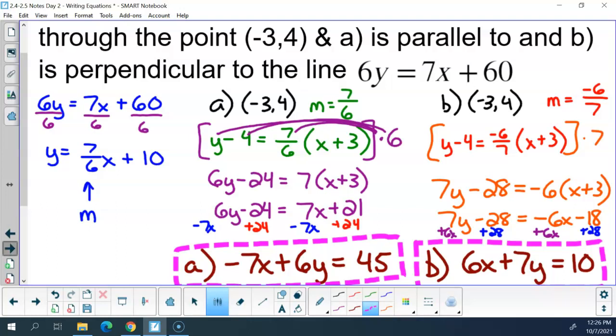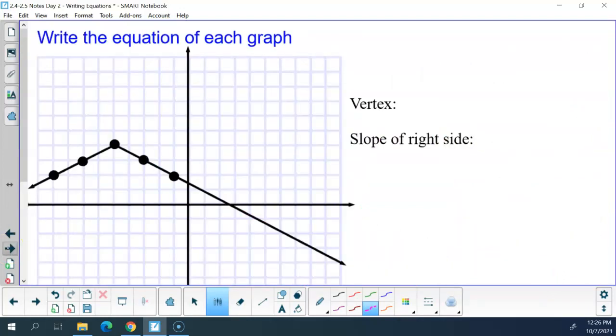Okay, so let's fast forward to yesterday. The vertex is negative 5, positive 4. So that's the first thing that you're going to find. Yesterday I gave you an equation and asked you to graph it. Today I'm giving you the graph and asking you to find the equation. So we're doing the same thing we did yesterday, just in reverse.